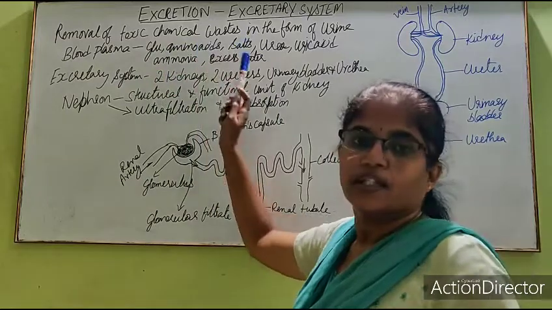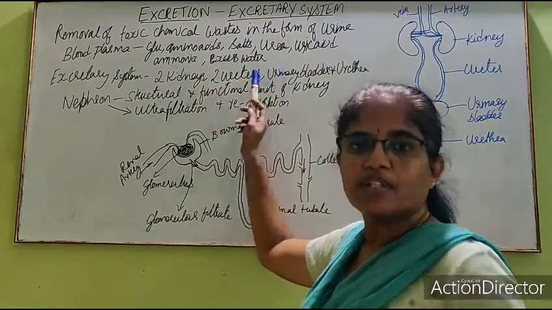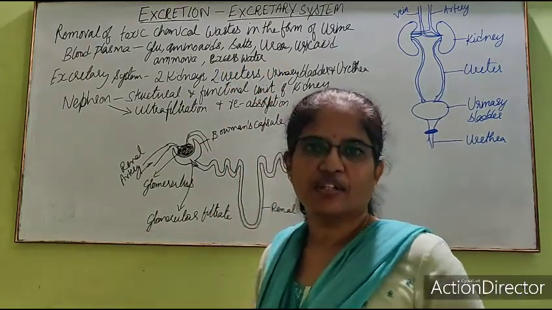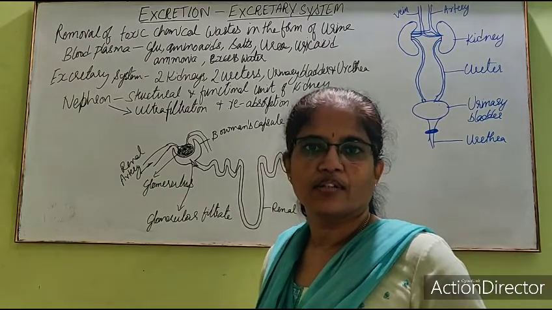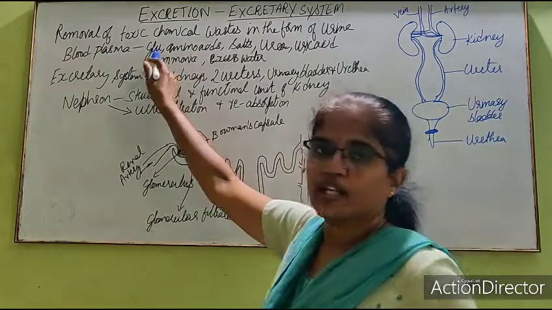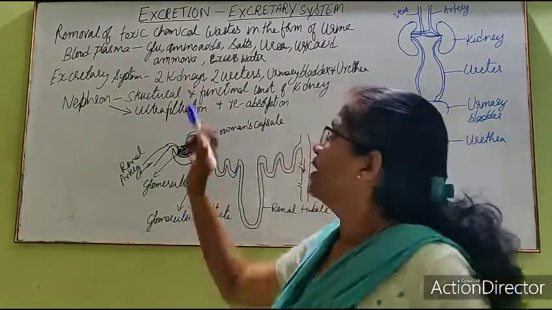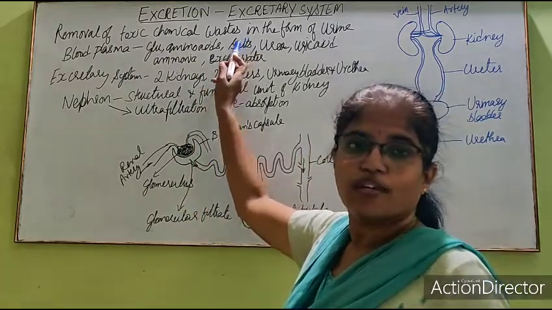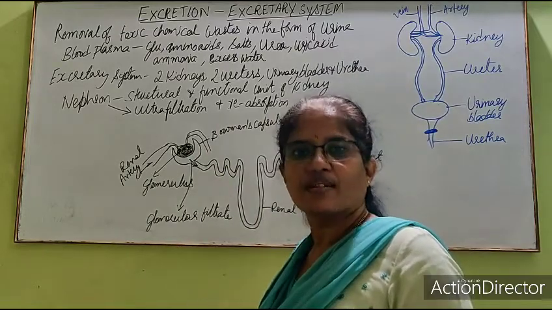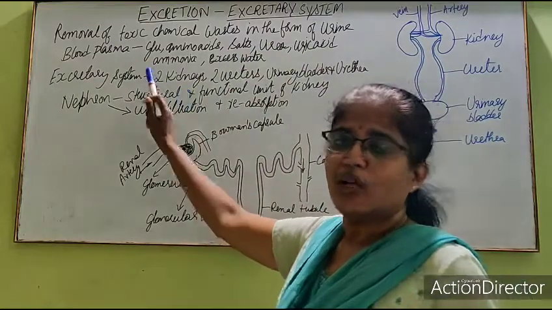All these chemicals that are present in the blood, to some level, everything is fine. If it is too much, it becomes toxic. If glucose is high in the blood, we will get diabetes. If salts are more in the blood, we will get high BP. If it is less, we will get low BP. And urea, uric acid, ammonia.